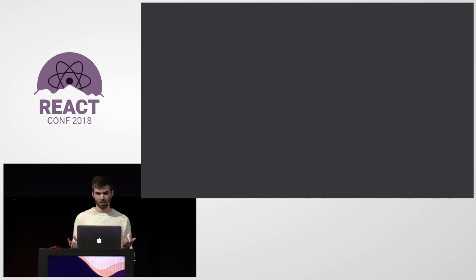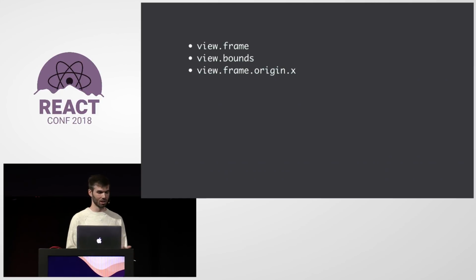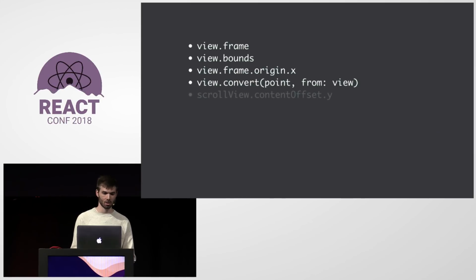For example, in iOS, you just have all of these APIs at your leisure. View.frame, view.bounds. You want the x position of a view, you just use view.frame.origin.x. You can just read the value. I mean, you can't even do that in React Native. Views have coordinate systems, and so you can convert points between views.